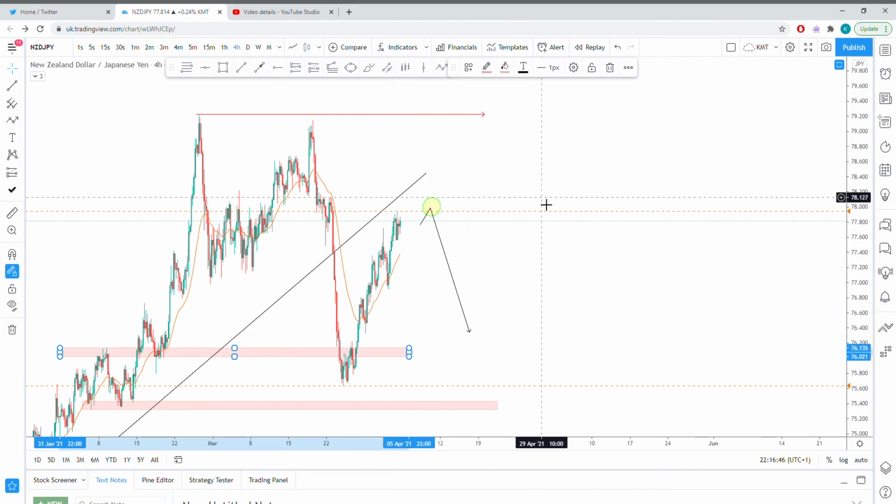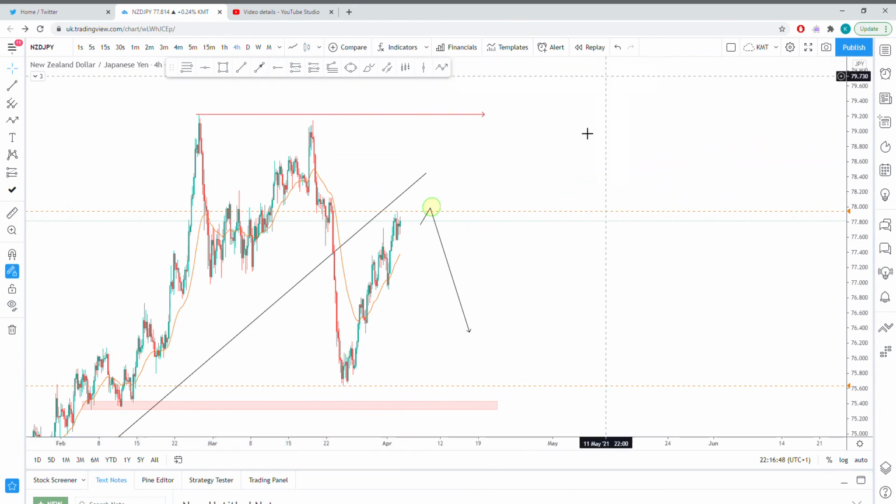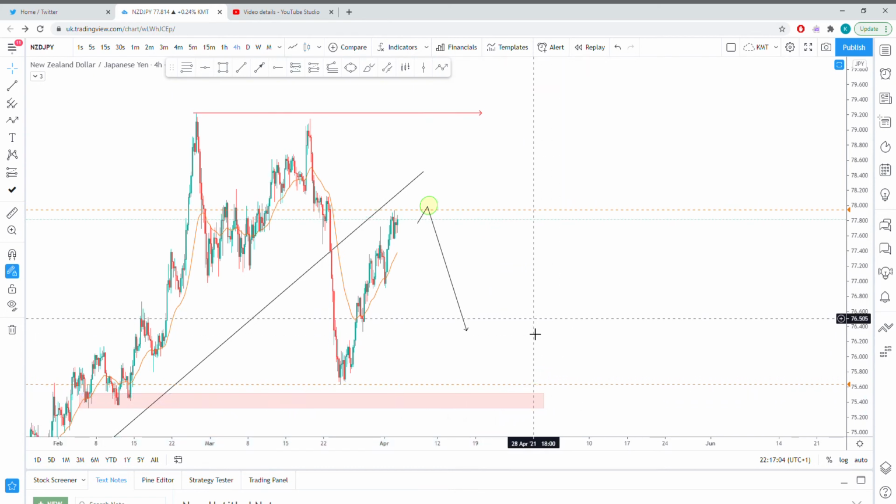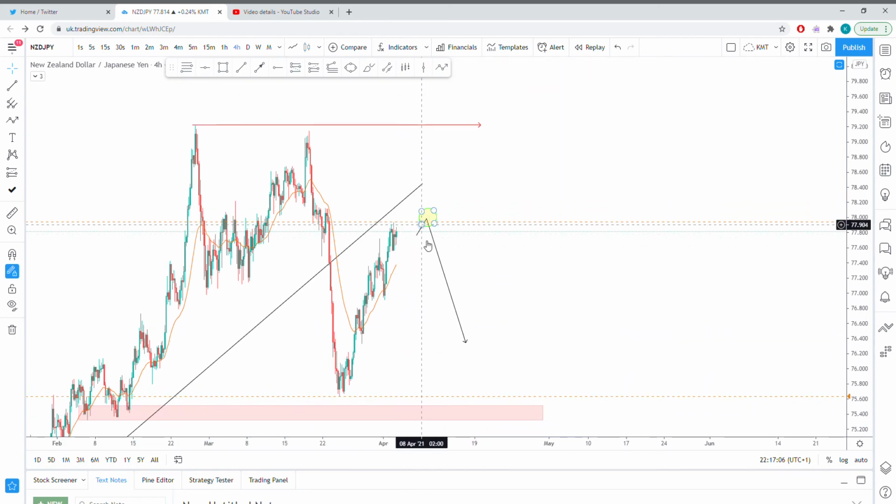I feel like this has now been invalidated, so I should get rid of this. Ideally, I want to be targeting this zone here, so 75.5 to 75.4. This range should be a bit bigger actually, so let me just adjust that. With this key level, we should be able to see price target this level in the market.